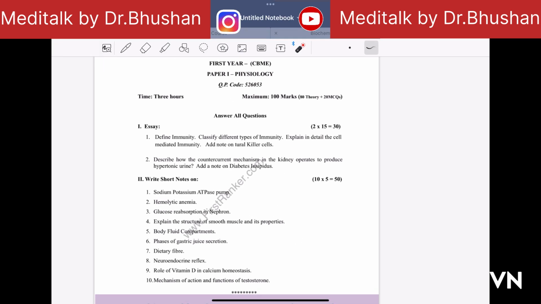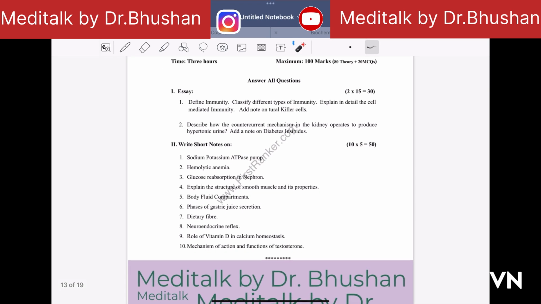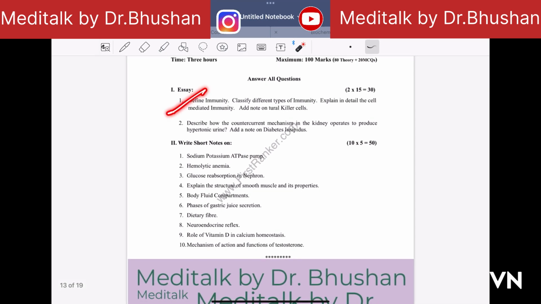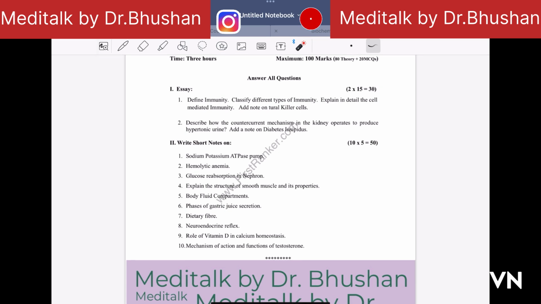January 2023, Paper 1, Physiology. Define immunity. Classify different types of immunity. Explain in detail cell-mediated immunity. Add a note on natural killer cell.